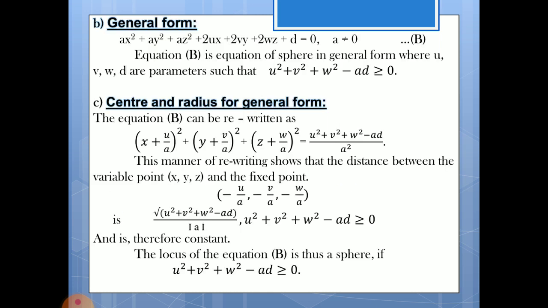The general equation of a sphere is given by ax² + ay² + az² + 2ux + 2vy + 2wz + d = 0, where a is not equal to 0. Now, equation B is the equation of a sphere in general form, where u, v, w and d are parameters satisfying the condition that u² + v² + w² − ad is greater than or equal to 0. Now if the equation of a sphere is in general form, then what are the center and radius of the sphere?